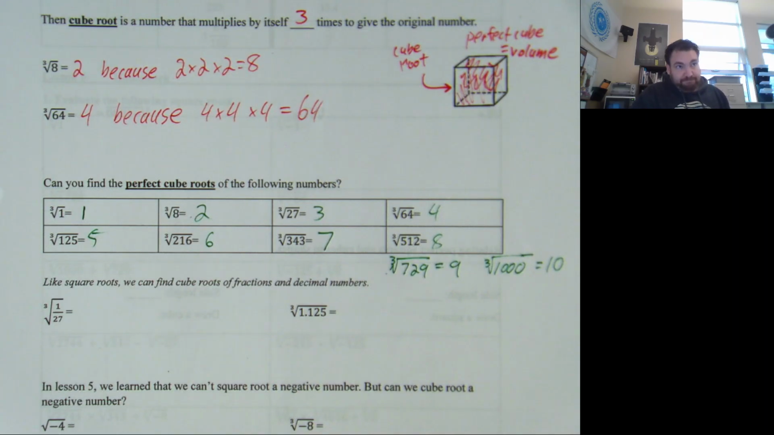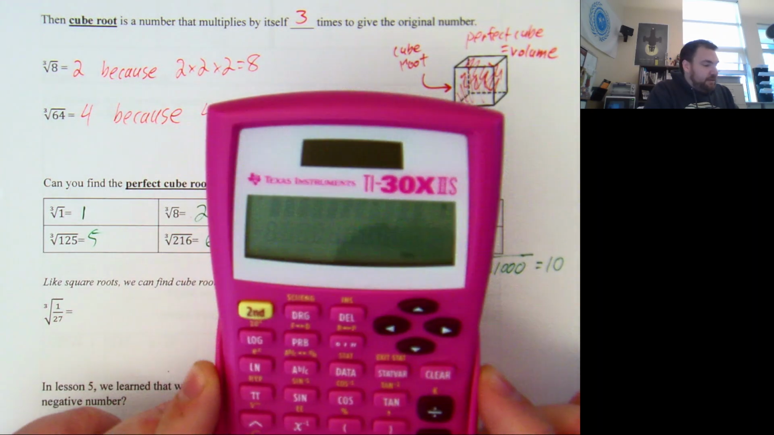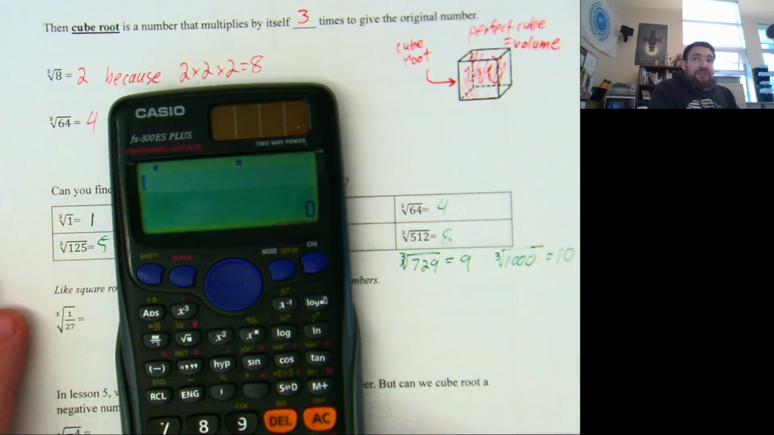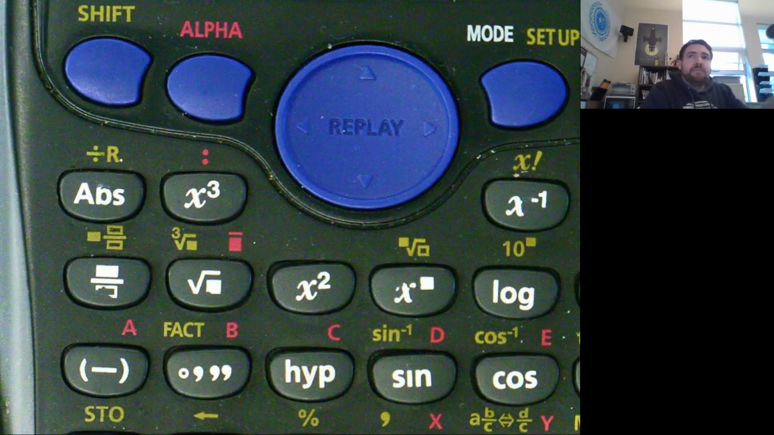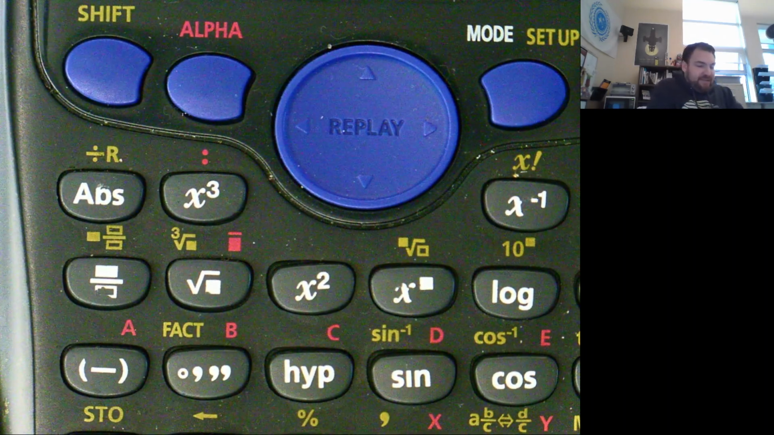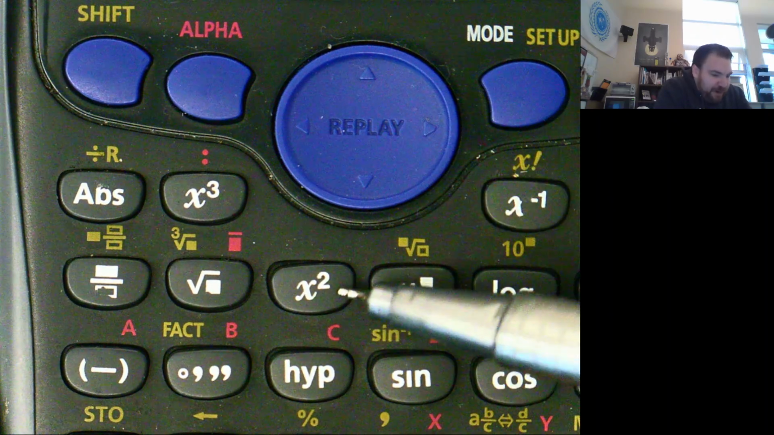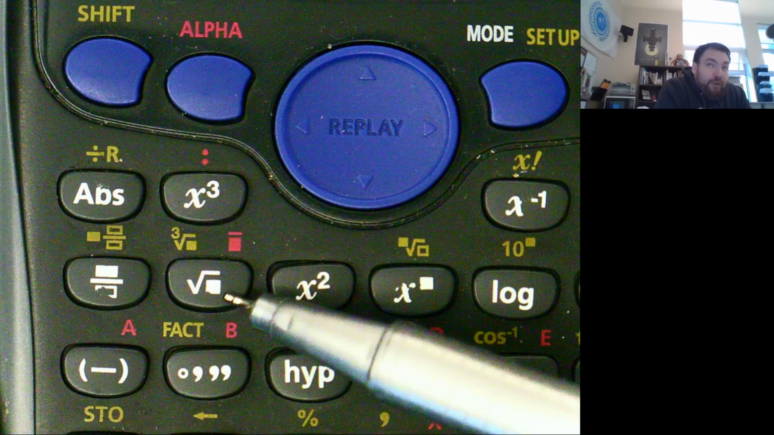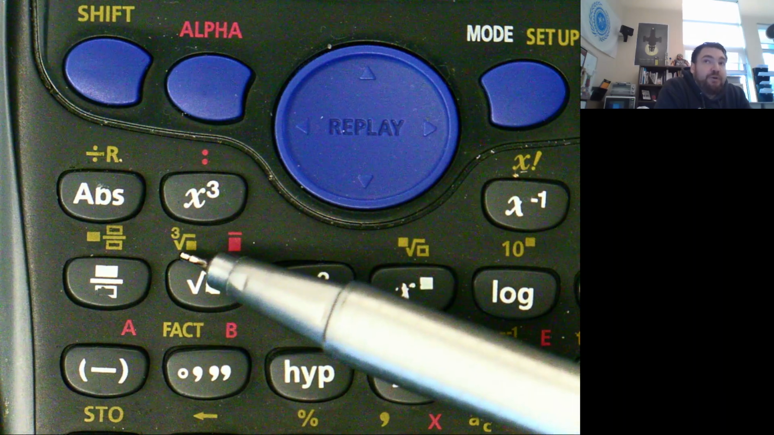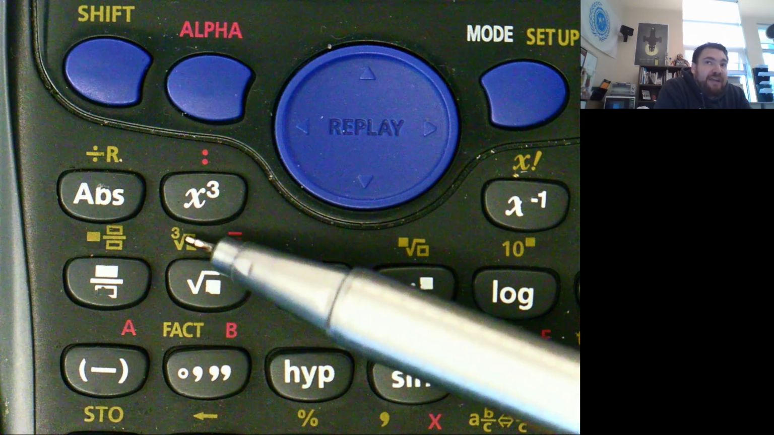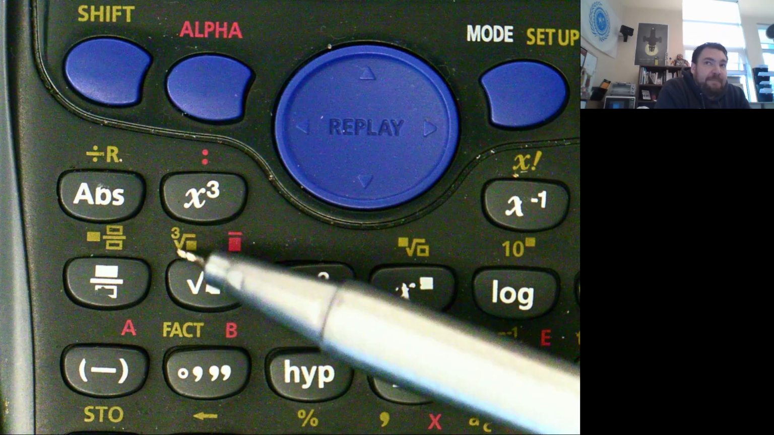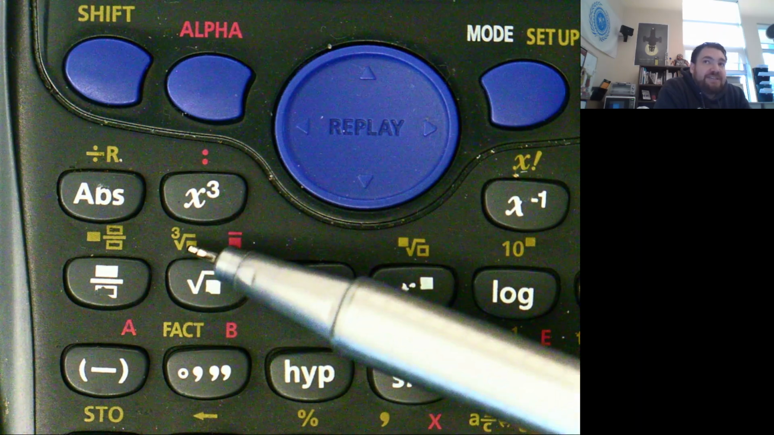Then watch. Okay, I'll start with the Casio. Let's zoom in on the Casio. Now the Casio is kind of unique. It's got a squared button. It's got a square root button. Above the square root button is a button with a 3 there in what we call the index, that little gap in the root. This is the cube root.